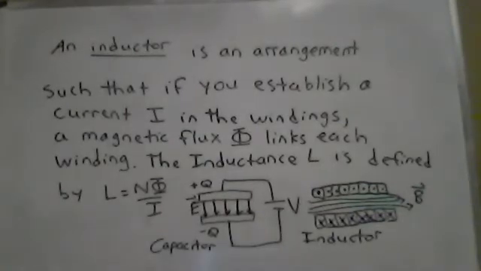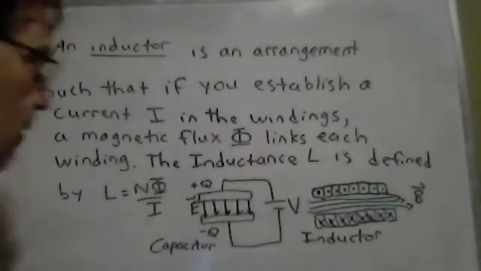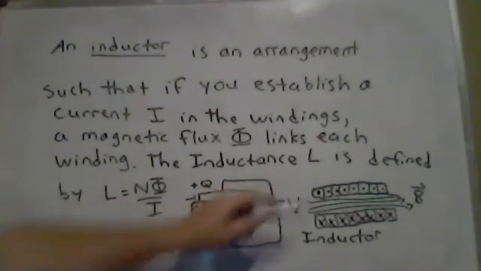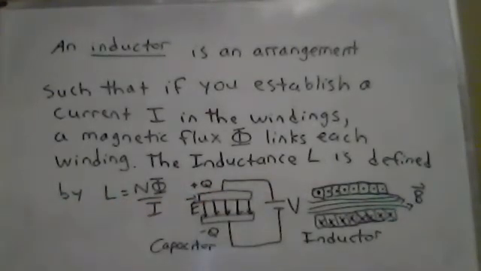Now, as I said earlier, N times phi is called a flux linkage, the number of flux linkages. So each one of these turns of wire is going to contribute magnetic flux. Remember, there is an area, a cross-sectional area in the solenoid.